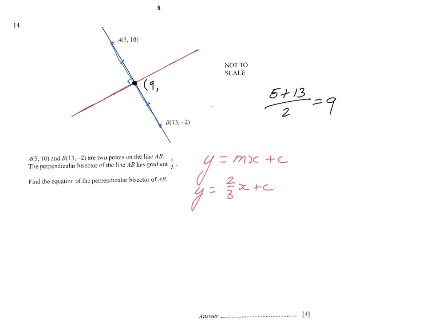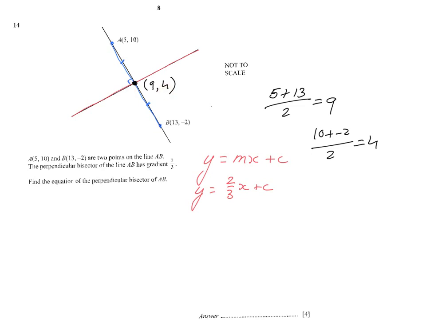9, comma. I'm going to do the same for the y-coordinate. So 10 minus 2. So what lies exactly between 10 and minus 2? So you do the same thing. You're going to add them. So 10 plus minus 2 divided by 2, 8 divided by 2 is 4. So the midpoint, or the perpendicular bisector, goes through point (9, 4).